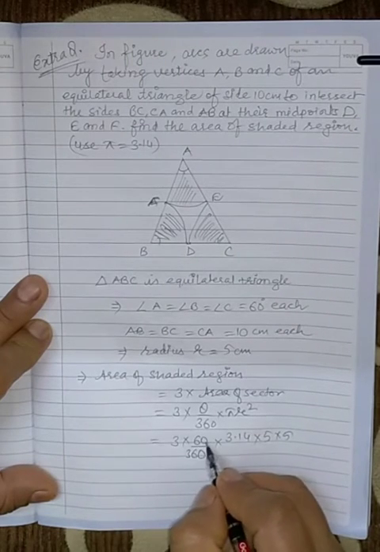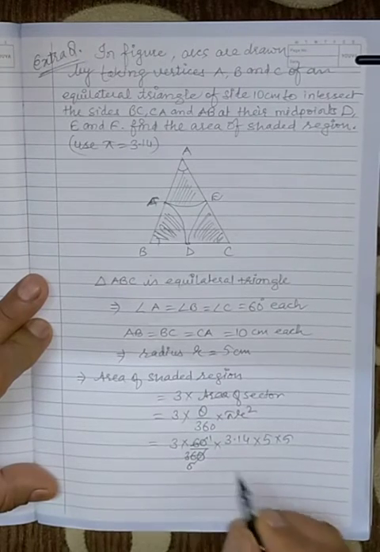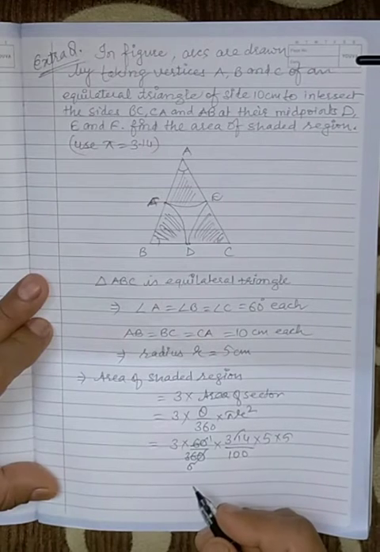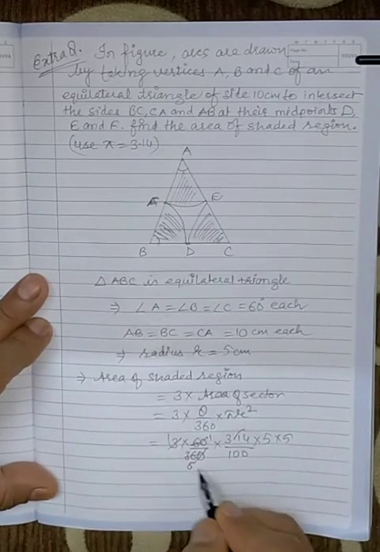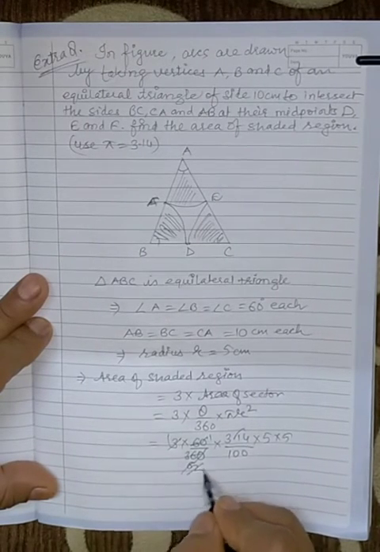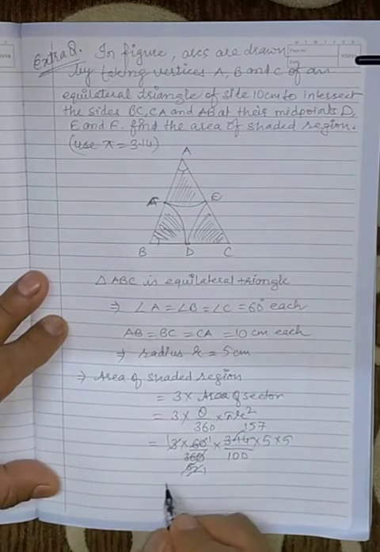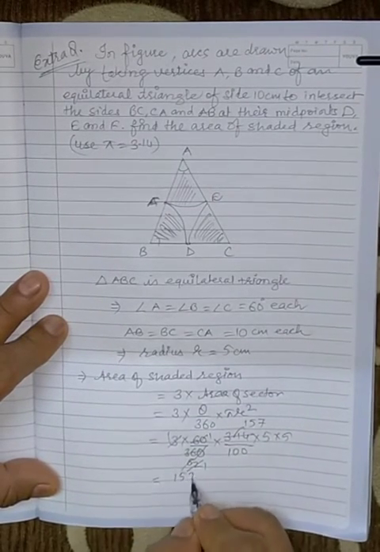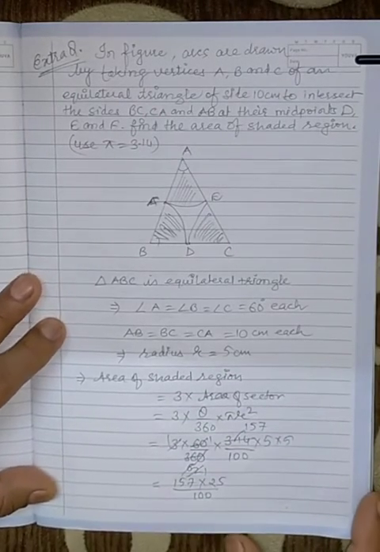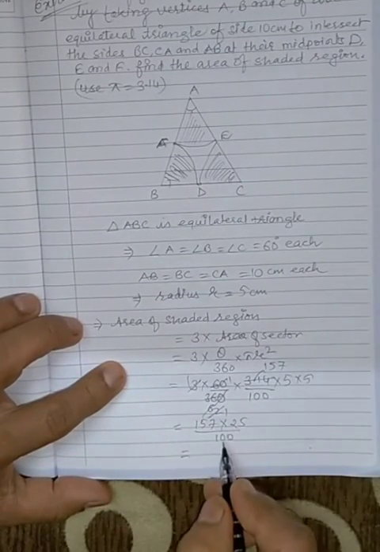So here we can cancel: 6 times 6 is 36. We remove the decimal to get 100. 3 ones are 3, 3 twos are 6, and we divide this, 2 ones are 2, 157. So here we get 157 into 25 upon 100. We will not divide by 100 because it will be useful in placing the decimal.